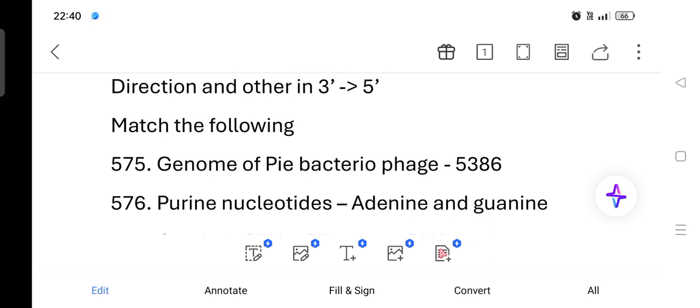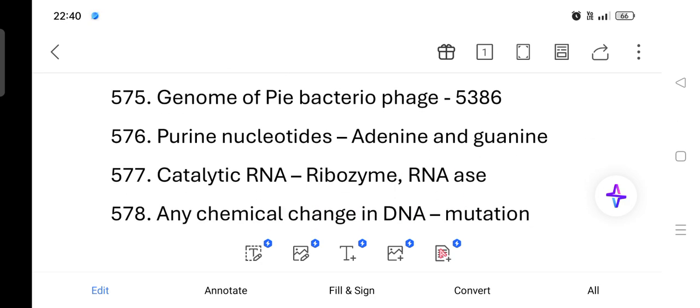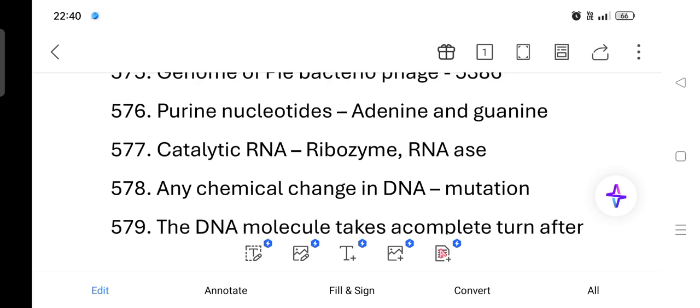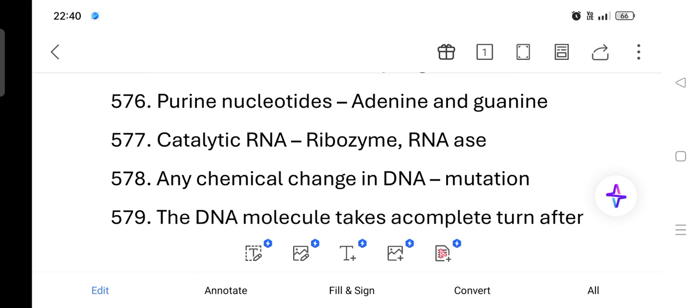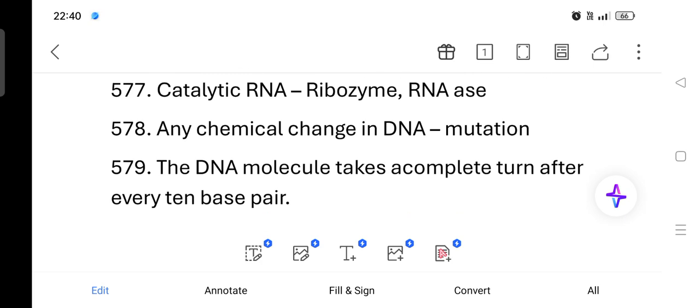Match the following. Genome of phi X174 bacteriophage, 5386. Purine nucleotides, A and G in the genome. Catalytic RNA, ribozyme. Any chemical change in DNA, mutation.